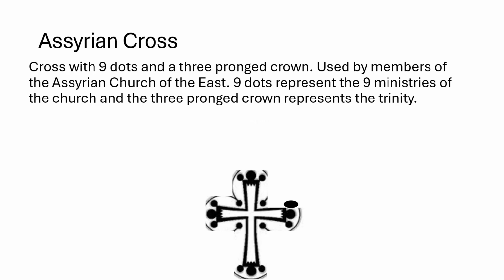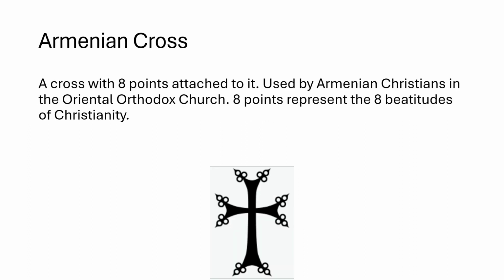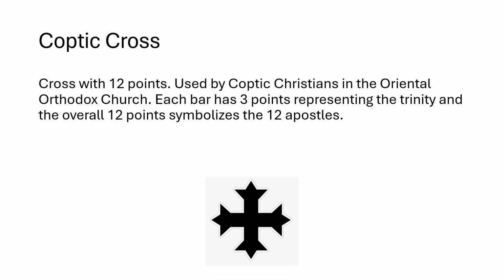Assyrian cross. A cross with 9 dots and a 3-pronged crown. Used by members of the Assyrian Church of the East. The 9 dots represent the 9 ministries of the Church, and the 3-pronged crown represents the Trinity. Armenian cross. A cross with 8 points attached to it. Used by Armenian Christians in the Oriental Orthodox Church. The 8 points represent the 8 Beatitudes of Christianity.